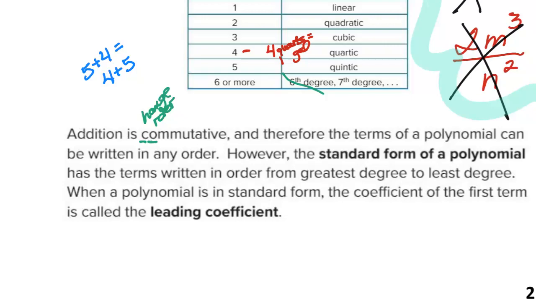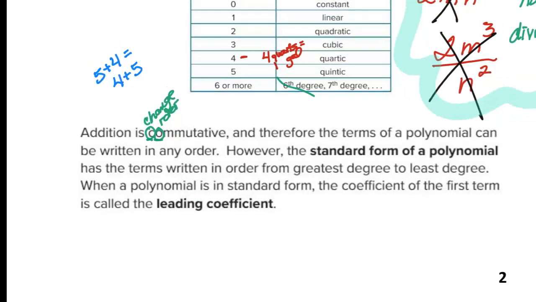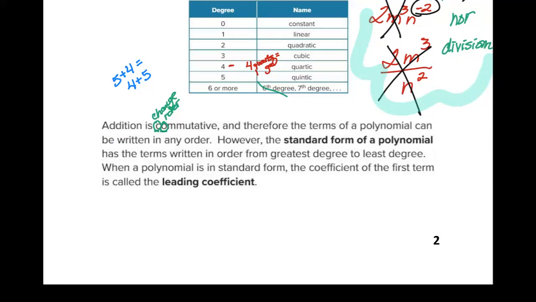For C, it's change, with the C here and the O here for order. Change order. Commutative. CO. Change the order. So, therefore, the terms of a polynomial can be written in any order. However, standard form is the main form that we go by. So we want to put them in standard form.